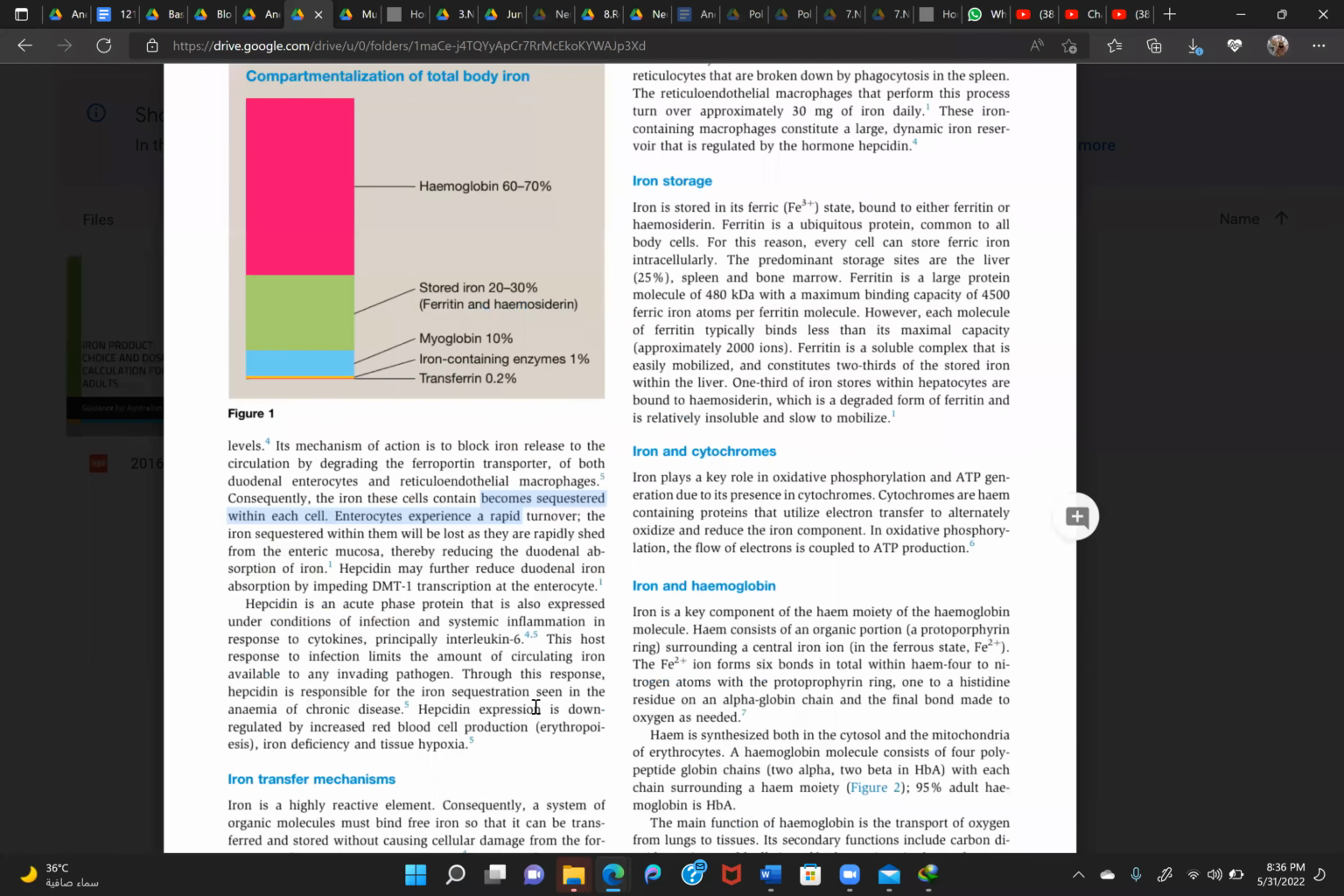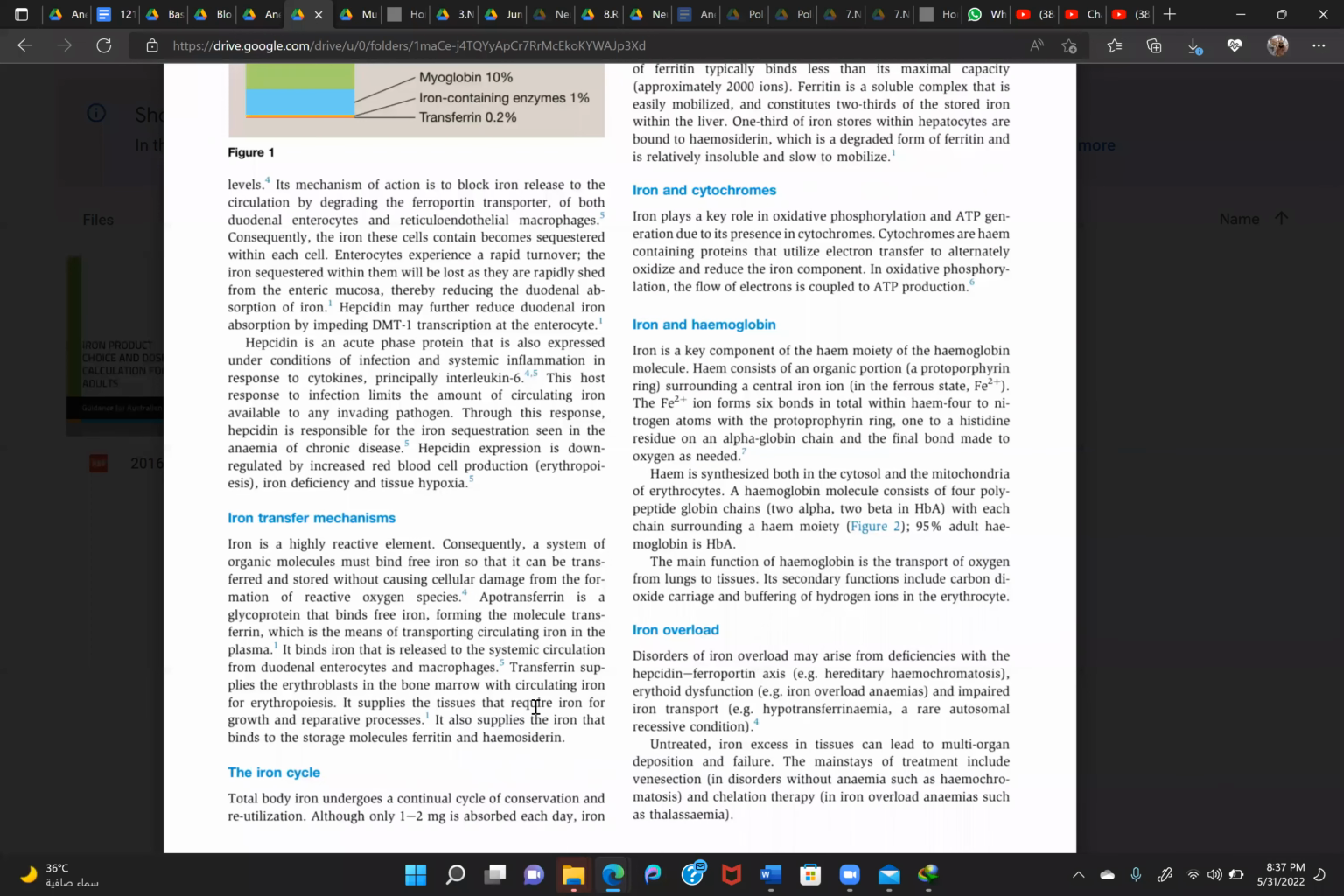Hepcidin is an acute phase protein that is also expressed under conditions of infection and systemic inflammation in response to cytokines, principally interleukin. This host response to infection limits the amount of circulating iron available to any invading pathogen. Through this response, hepcidin is responsible for the iron sequestration seen in anemia of chronic disease. Hepcidin expression is down-regulated by increased RBC production, erythropoiesis, iron deficiency, and tissue hypoxia. So hepcidin is a control mechanism. Iron is transported bound to transferrin.